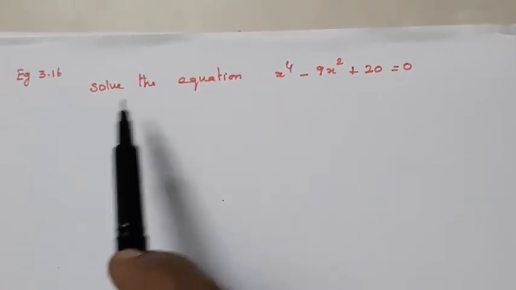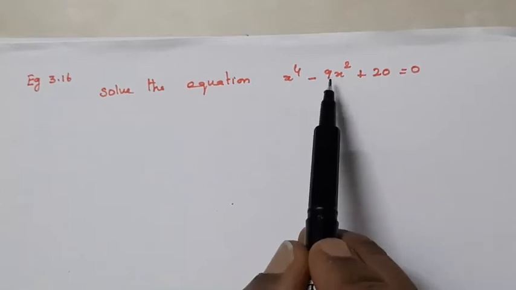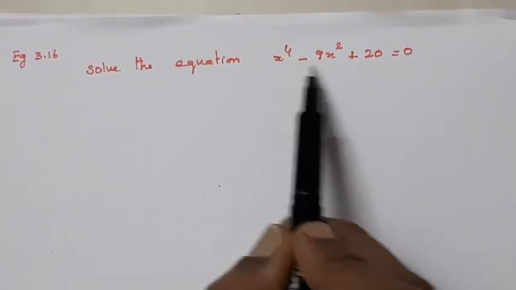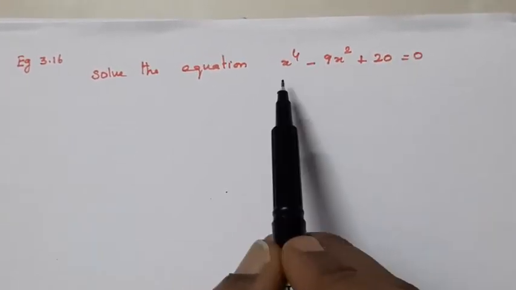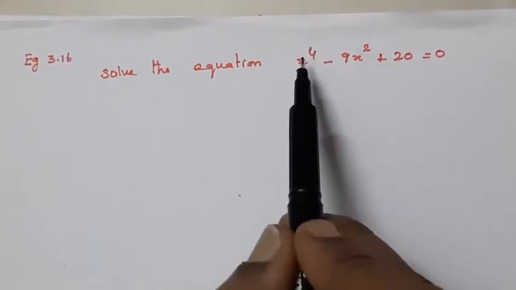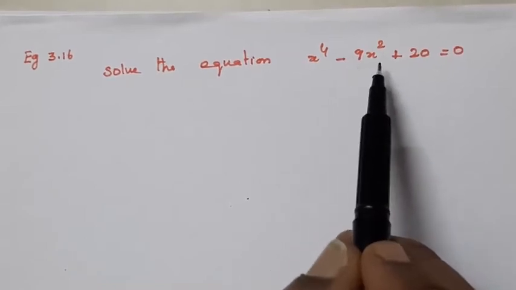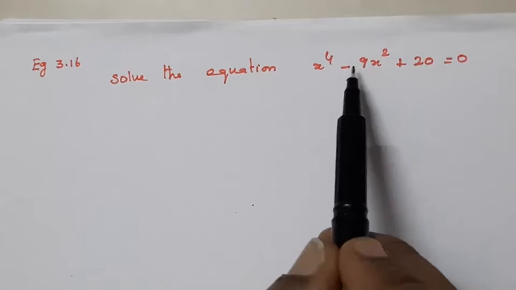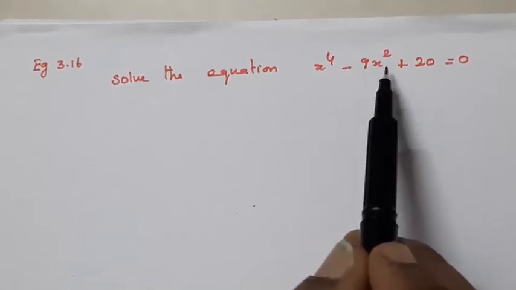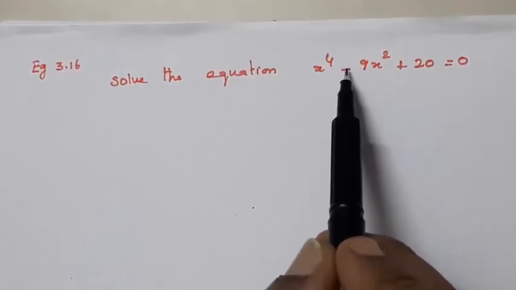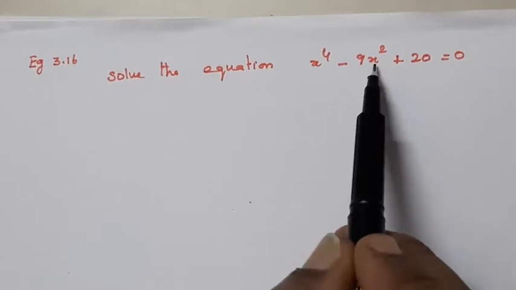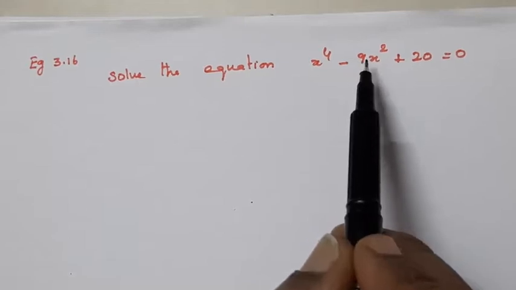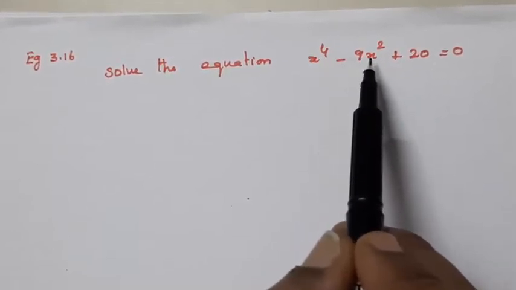Example 3.16. Solve the equation x power 4 minus 9x squared plus 20 equal to 0. This is a quartic polynomial equation. Even though it has degree 4, if you look at this equation, you can note that the coefficients of odd powers are 0. That means there doesn't exist any term with an odd power. So it has only even powers.